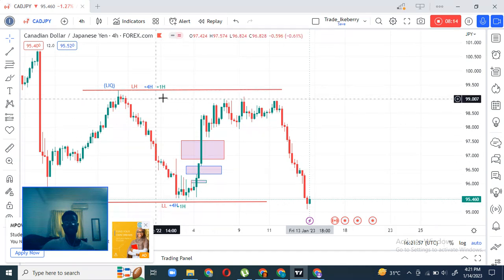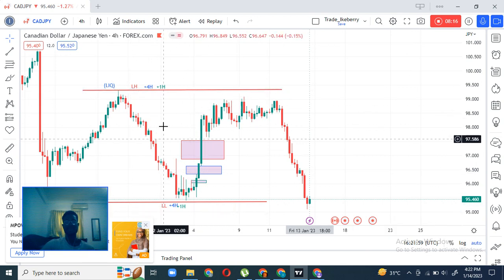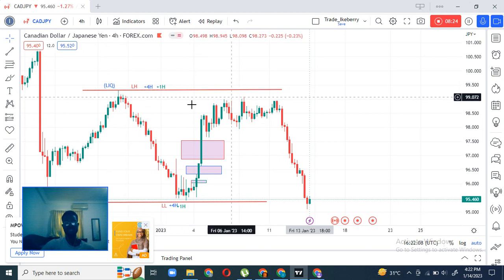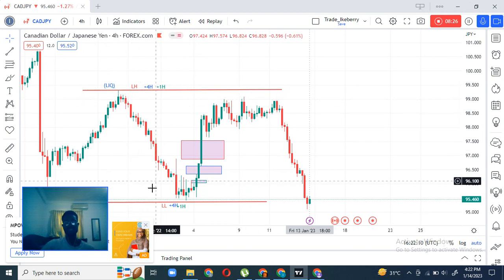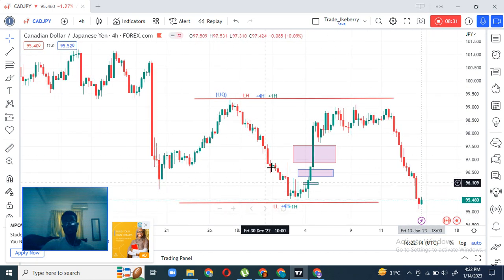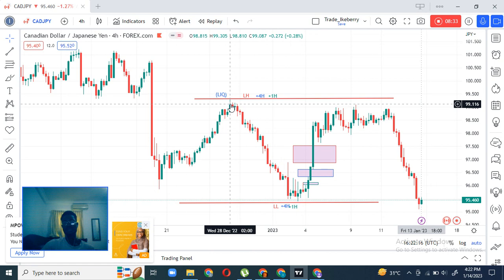So back to the 1H. So you realize that here this is the lower high, and then this is the lower low for all time frames, for the daily, and then for the 4H and for 1H at a lower time frame. What did the price do? Price came back and then took off this lower low, and then this became the lower high, and then this became the lower low here.